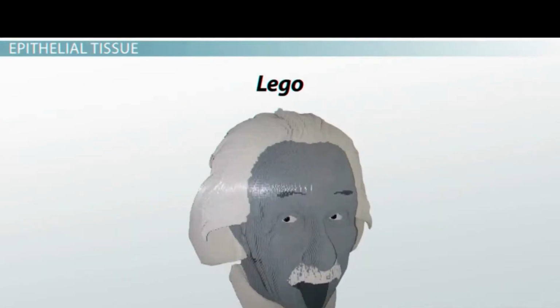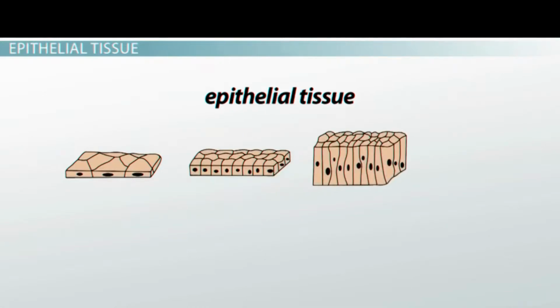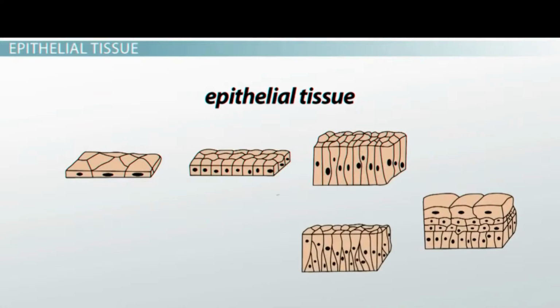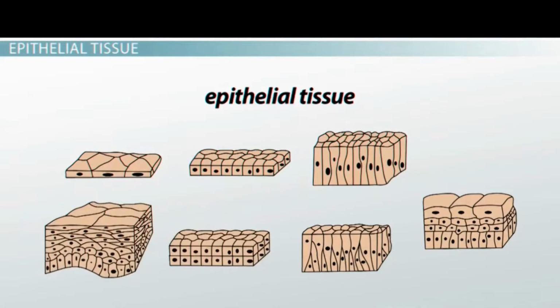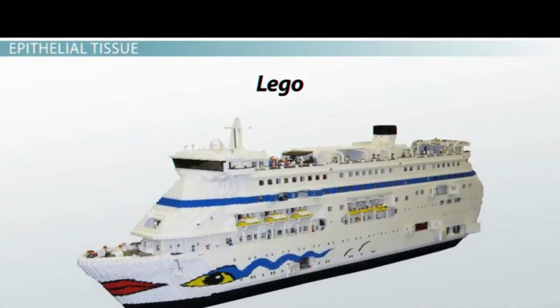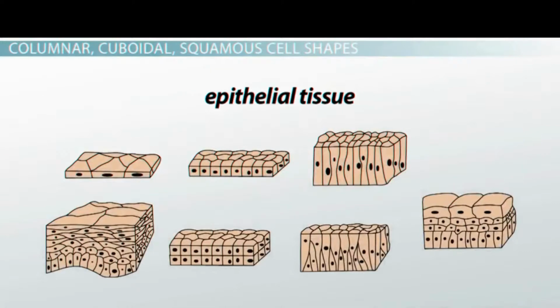Lego blocks can be arranged into differently shaped structures, and epithelial cells can be arranged into differently shaped structures as well. Regardless of the shape, size, or arrangement of the cells, they are still a type of or part of epithelial tissue, just like all our differently sized, shaped, and arranged plastic bricks are still Legos. Epithelial tissue has differently shaped bricks, or cells, that is.